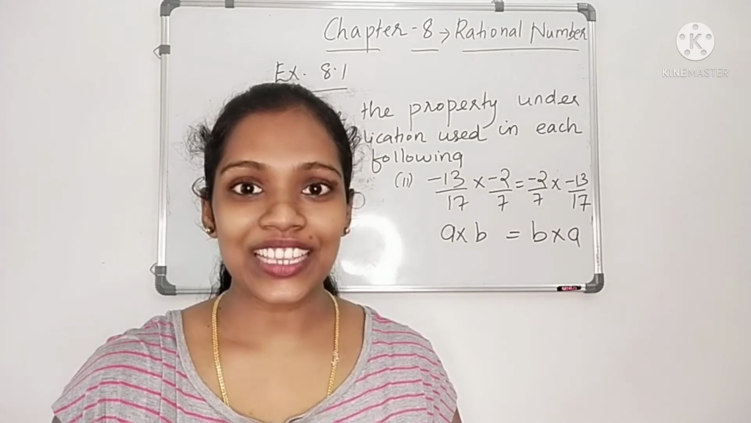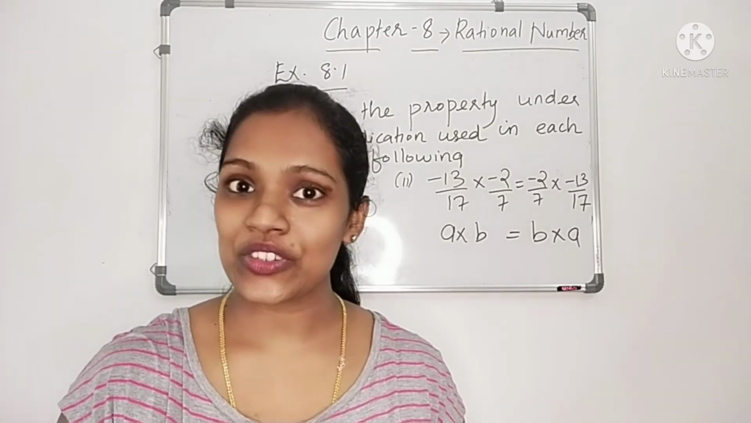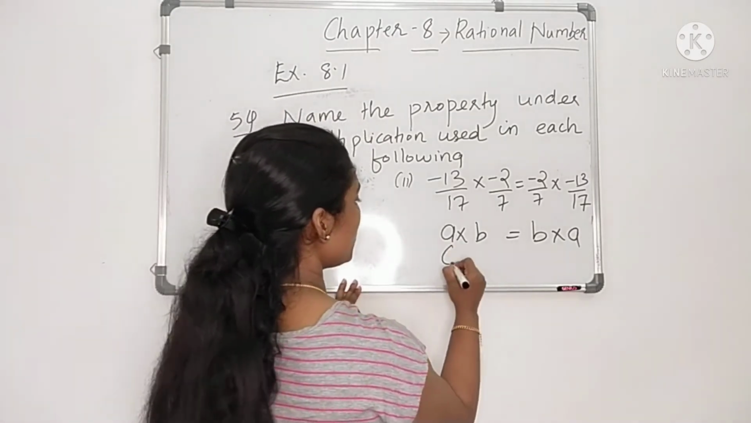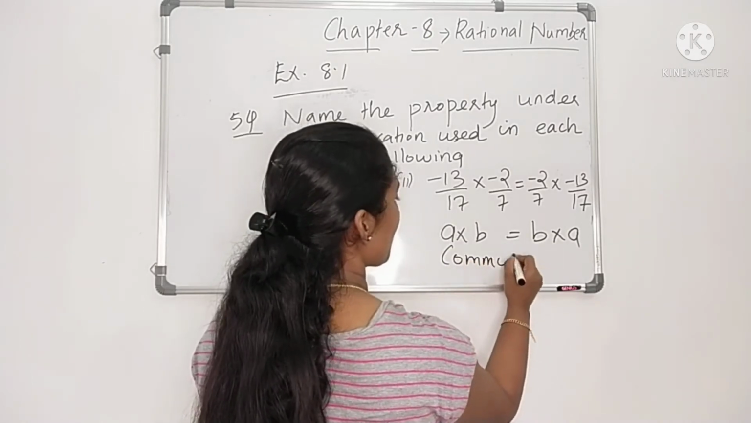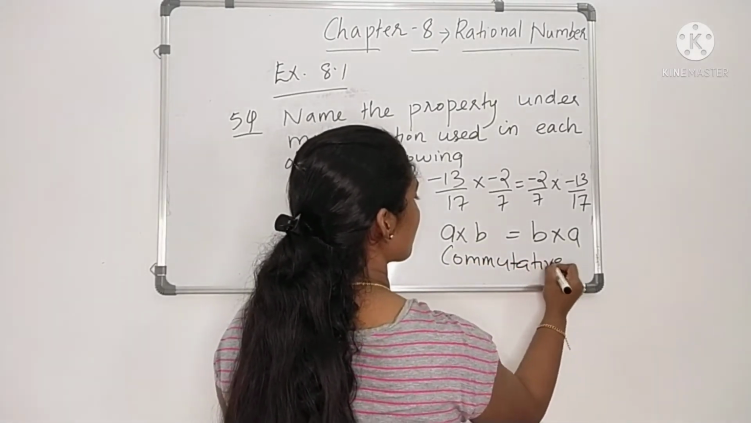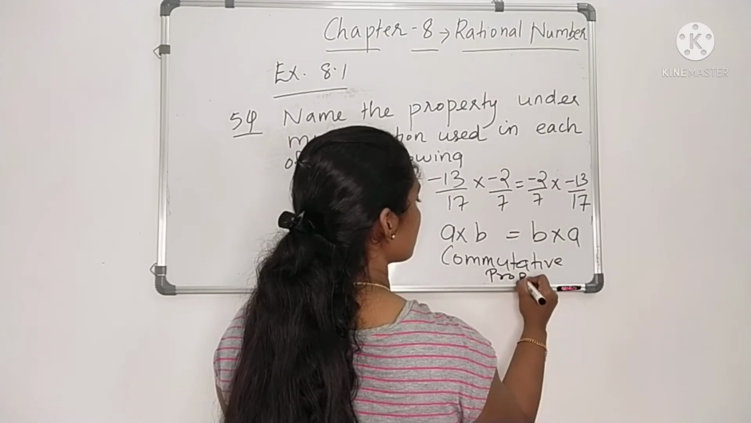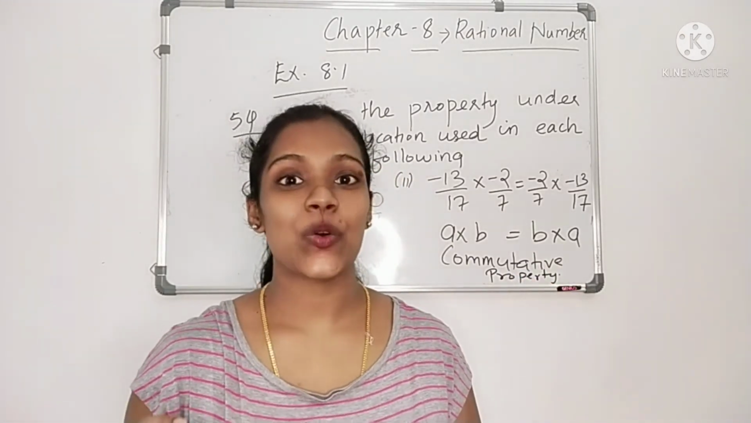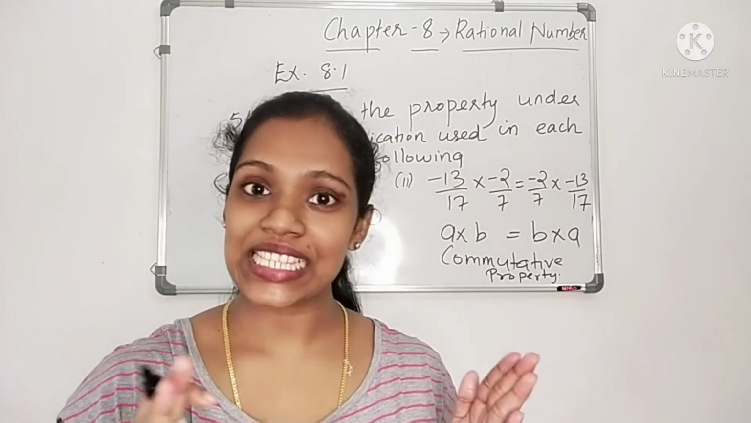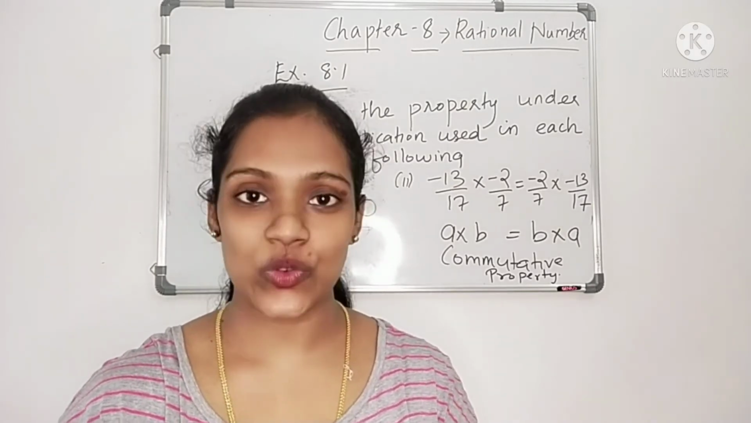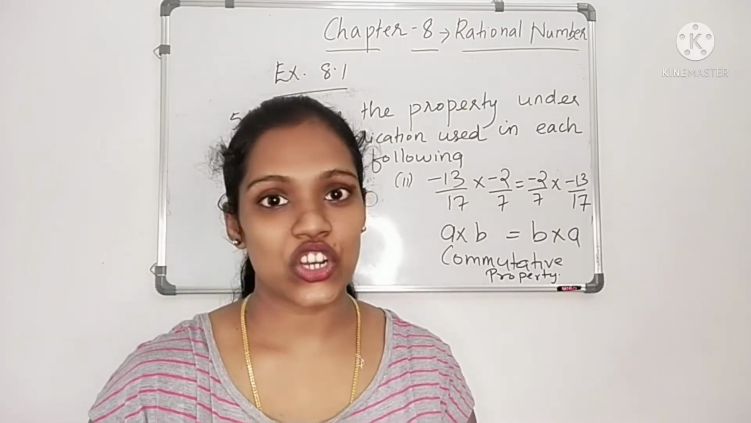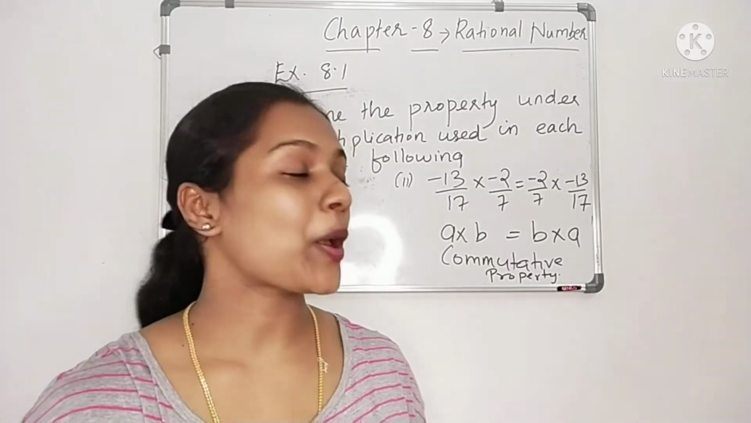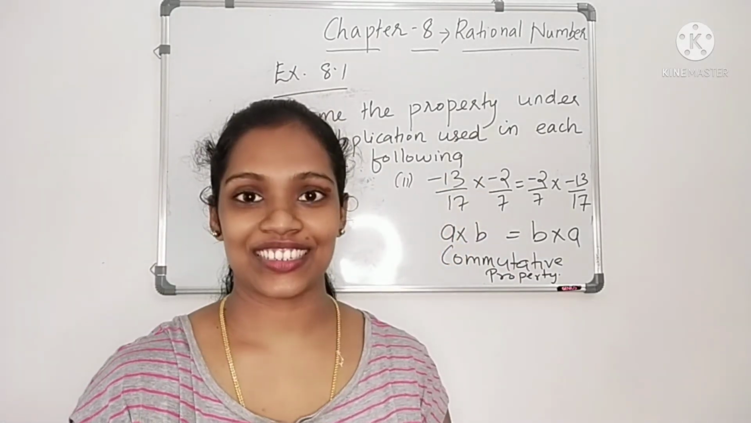So A into B equal to B into A. What is the property? Yes, commutative property. You have already studied what the commutative property is, that is A into B equal to B into A. This is the basic equation of the commutative property, and the same property has been used in this question.